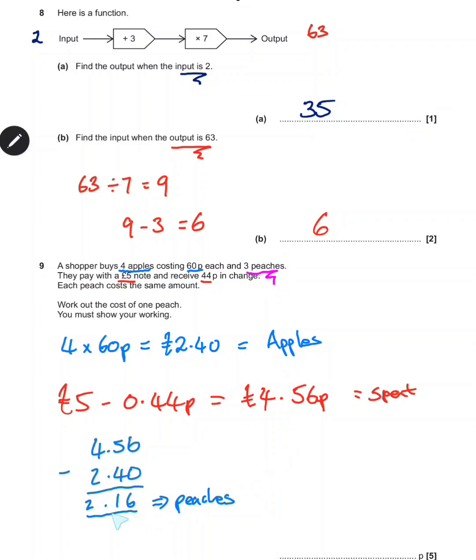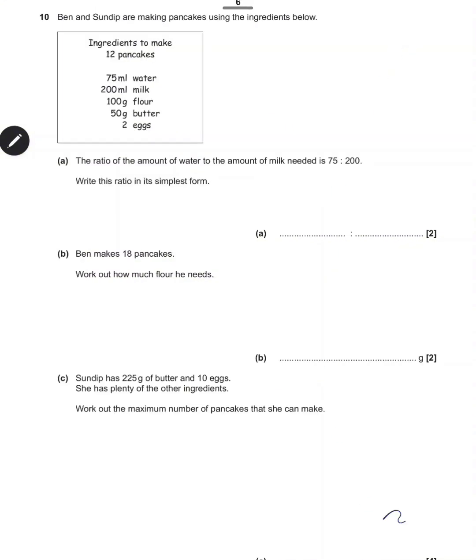So I just need to do £2.16 divided by 3. Let's see how many 3s go into £2.16. 3s into 2 is 0, remainder 2. 3s into 21 is 7. And 3s into 6 is 2. What's the cost of a peach? 72p. Question 10, we've got a list of ingredients to make pancakes.